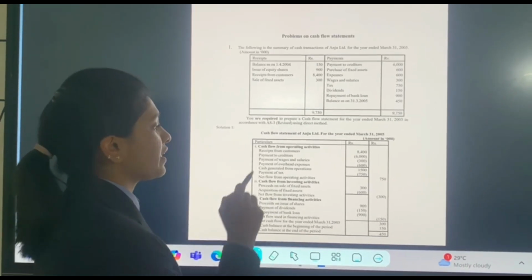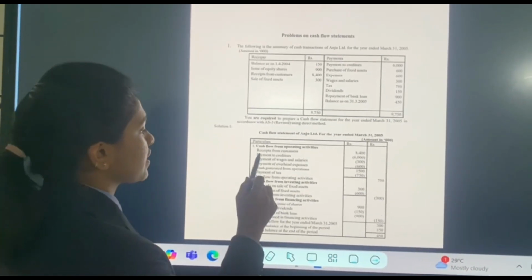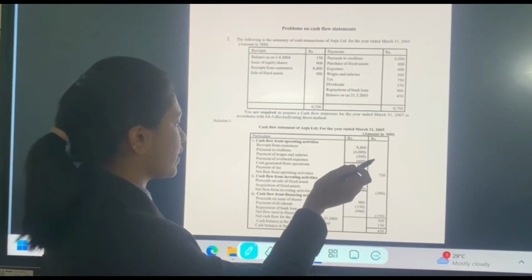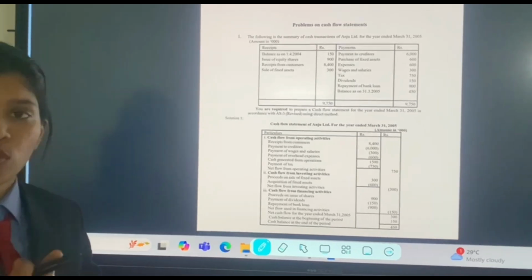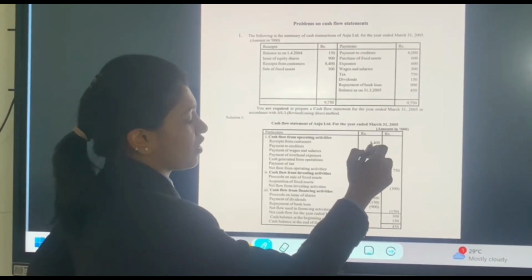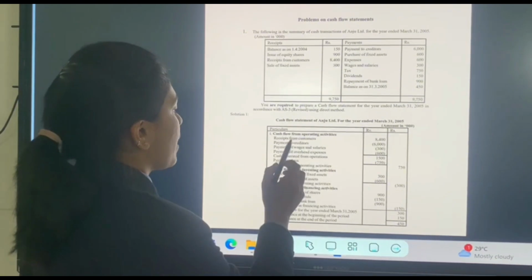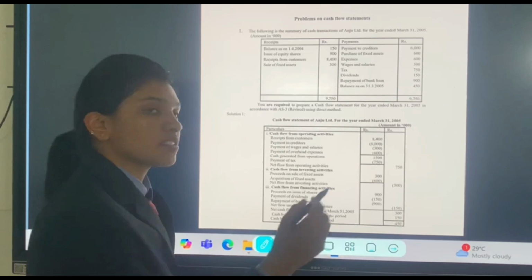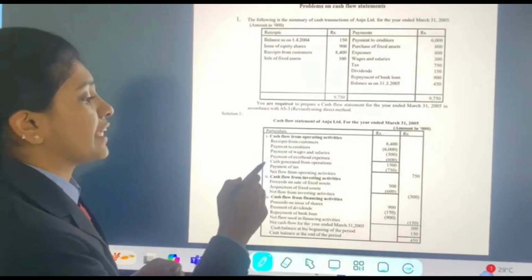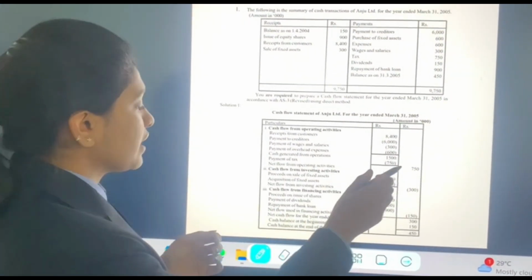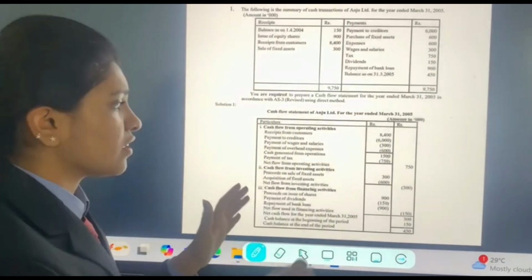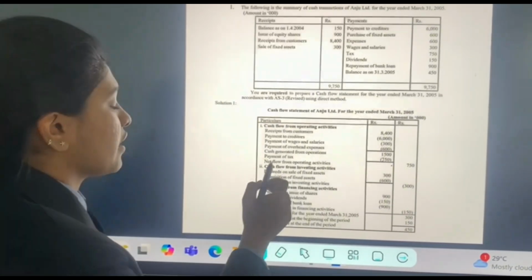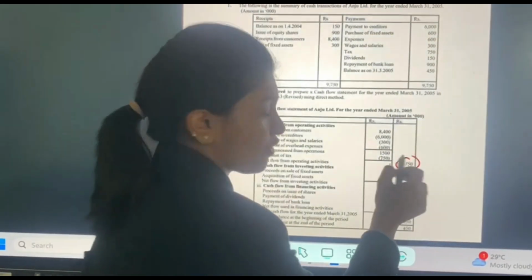So, first of all, we are preparing cash flow from operating activities. The first one is receipt from customers. It is an inflow, so it is a positive figure, 8,400. Payment to creditors is an outflow. We are paying to creditors, so it is a negative figure. Similarly, payment of wages and salaries and payment of overhead expenses are also negative figures. The cash generated from operations is 1,500. The payment of tax, 750, is also deducted from this, and the net flow from operating activity is 750.